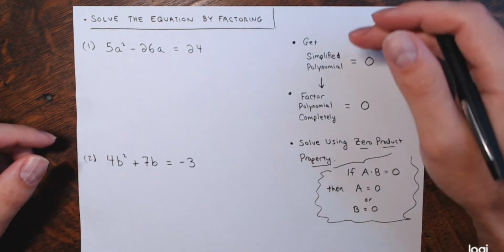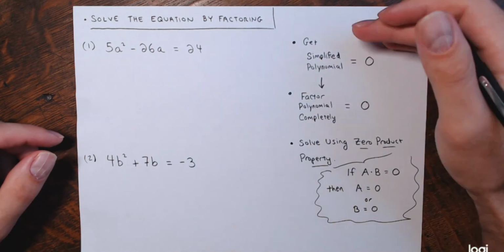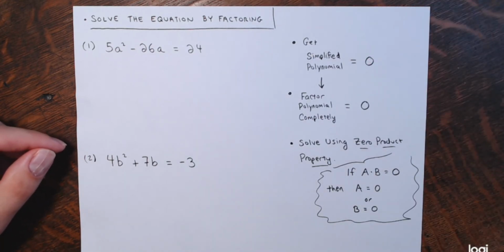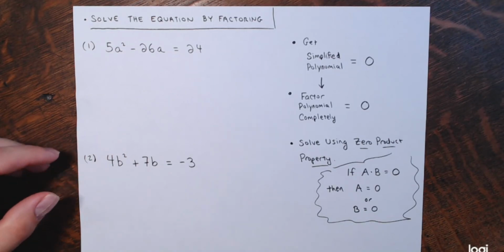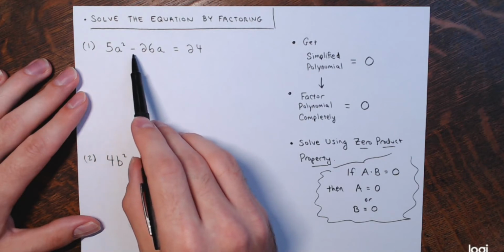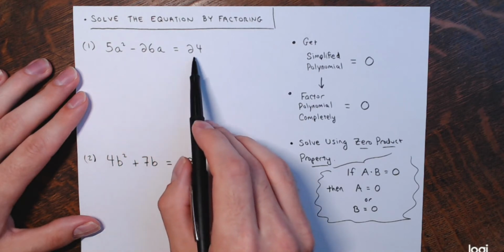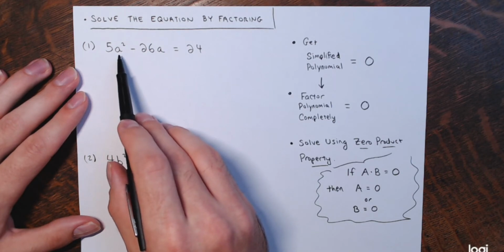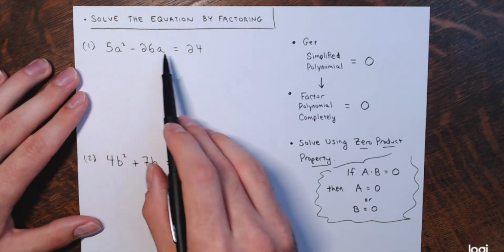Okay, so let's perform these steps, and I'm going to perform these same steps over and over and over again. All right, so number 1, we have 5a squared minus 26a equals 24. And I want to solve for a, right? Find the values I can replace the variable with to make this a true statement.